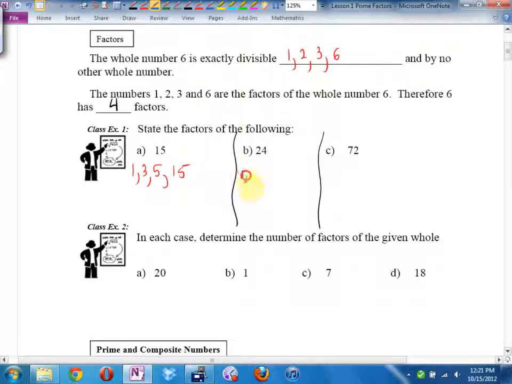24. 1, 2, 3, 4 works. 6. Oh, 4 times 6 is 24. Now I'm going to start pairing them up. I'm going to go backwards and look at the 3. 3 times what is 24? 8. 2 times what? 12. 24. Yes, you're going to need to know your times tables. No, you won't be able to do these with a calculator because there is a non-calculator section on the provincial exam.